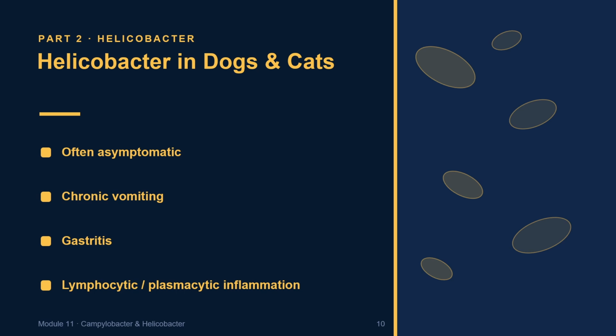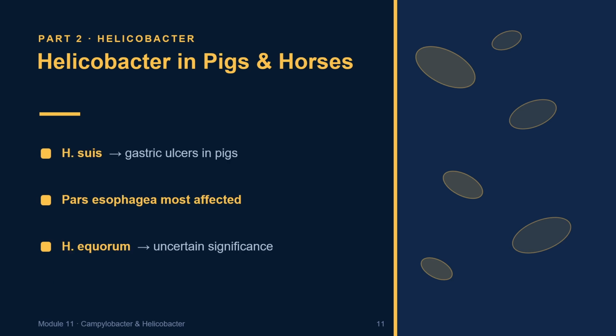clinical signs. In pigs, H. suis is associated with gastric ulceration, especially in the pars esophagea. Stress, feed changes, and management factors also contribute. In horses, H. equorum is frequently detected, but its role in disease is still unclear.